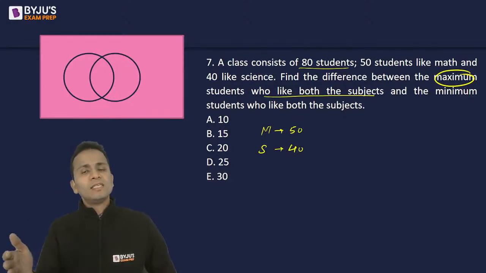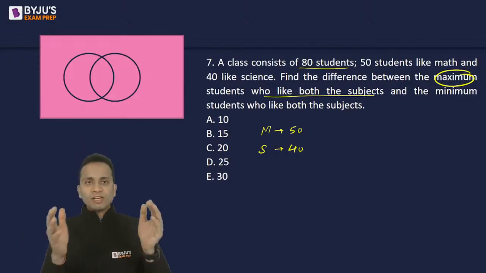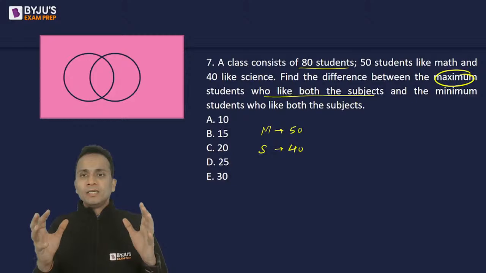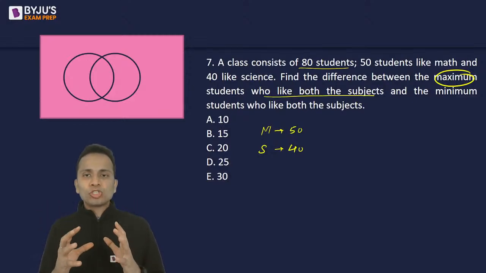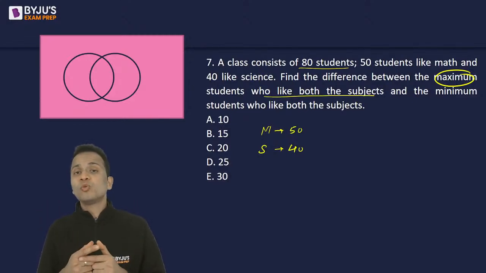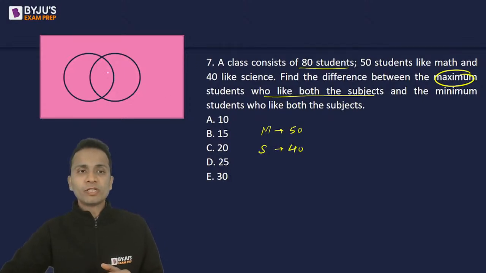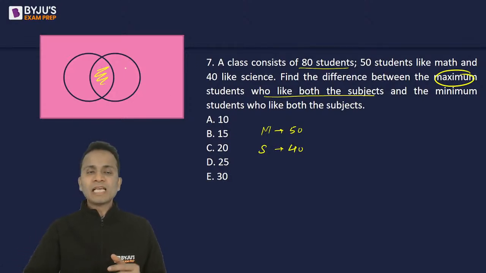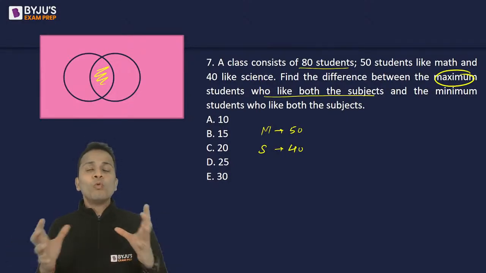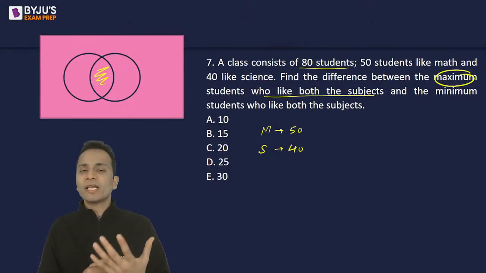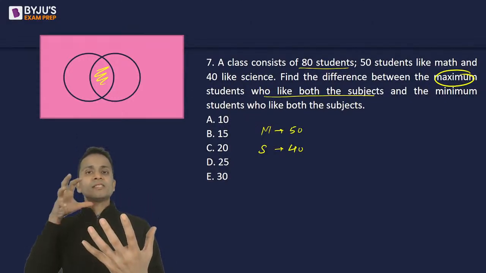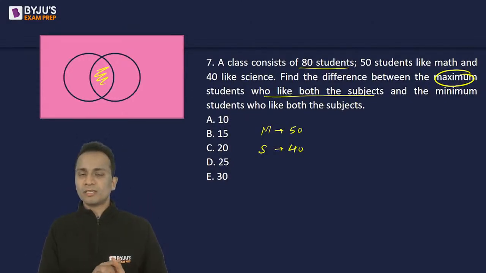Now maths is liked by 50 students and science is liked by 40 students. If I go through the Venn diagram and want to maximize the number of students who like both, so the both part is the overlap part. That means I have to maximize this overlapped region. To maximize the overlap, what will we try? That one circle is completely overlapping the other circle.